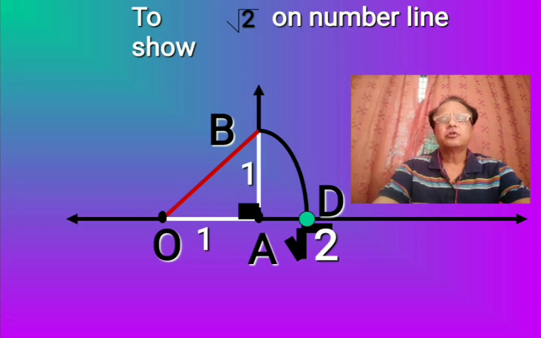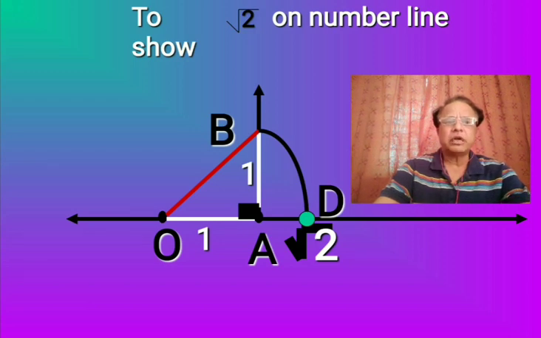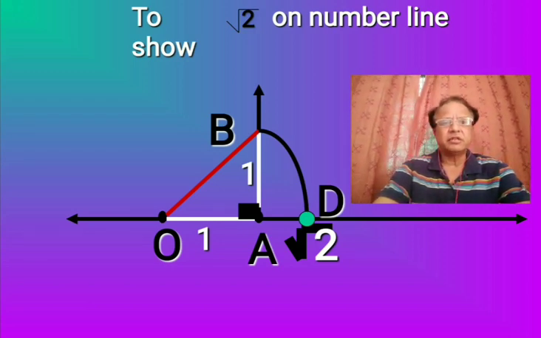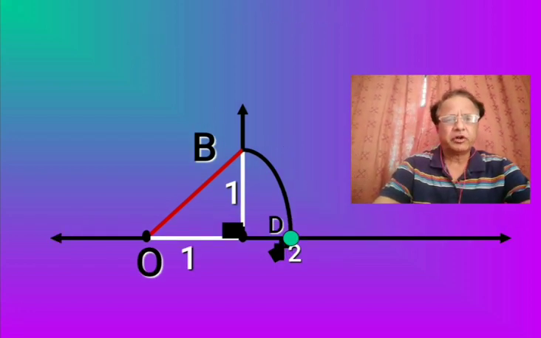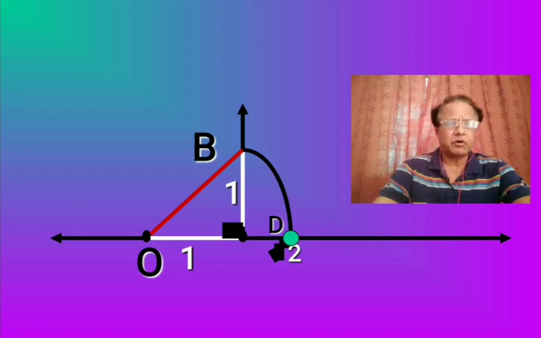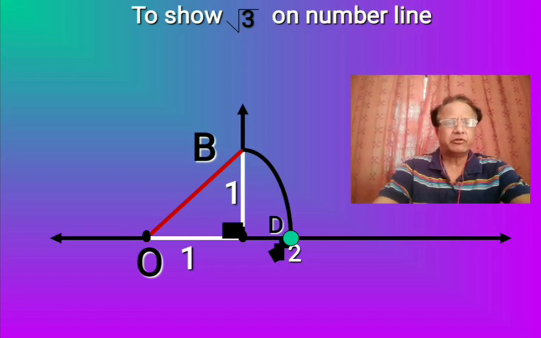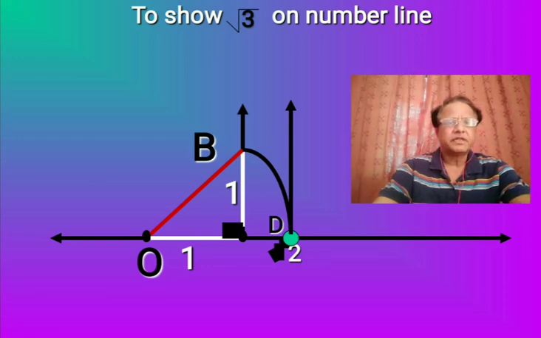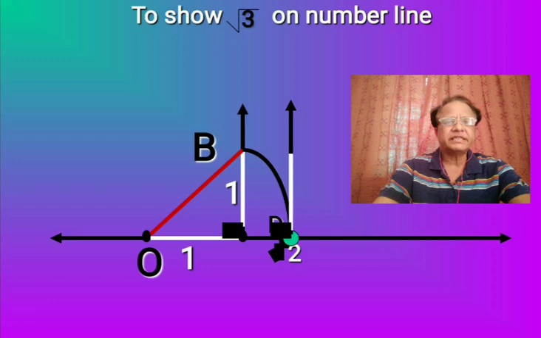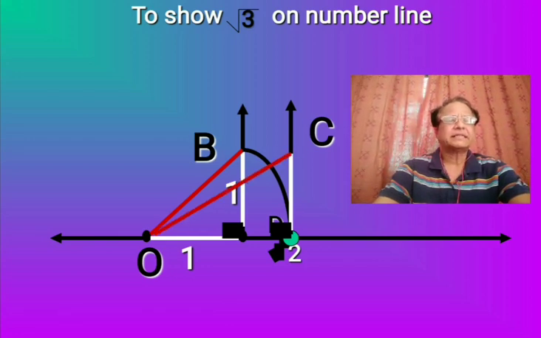So how to show root 2 on the number line, that you learned now. How to show root 3 on the number line now, and it is very simple. Look at this one. This is root 2, drawn already. Now draw one more perpendicular to this root 2. Look at what I am doing now. This is one more perpendicular at that point, and this distance is the same, 1 unit. Label it as C. Now join OC. It will be like this.